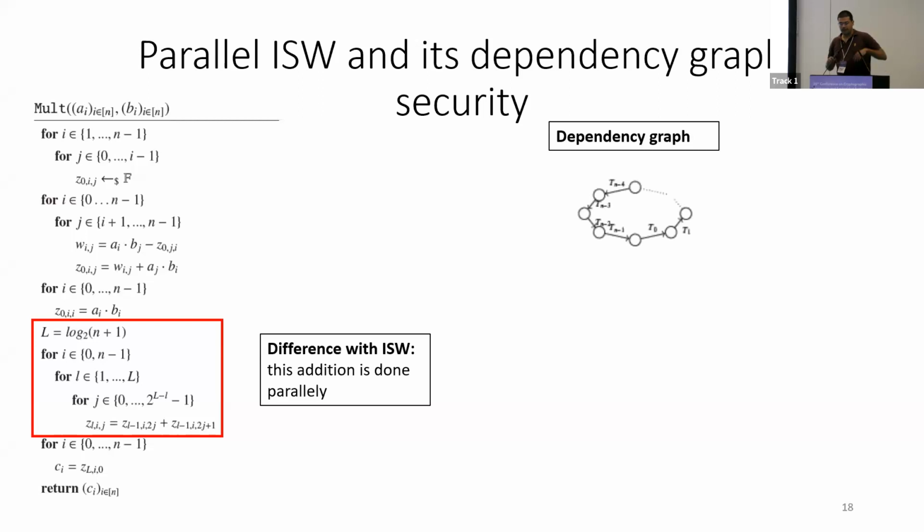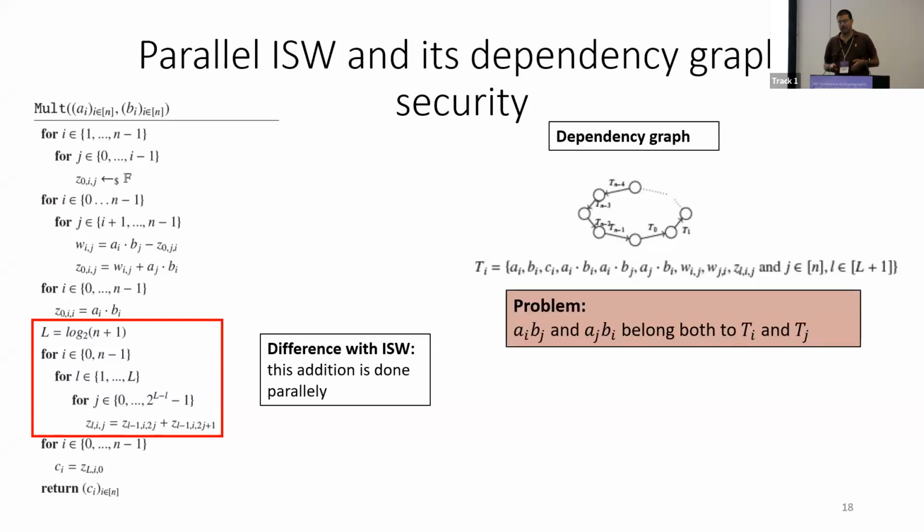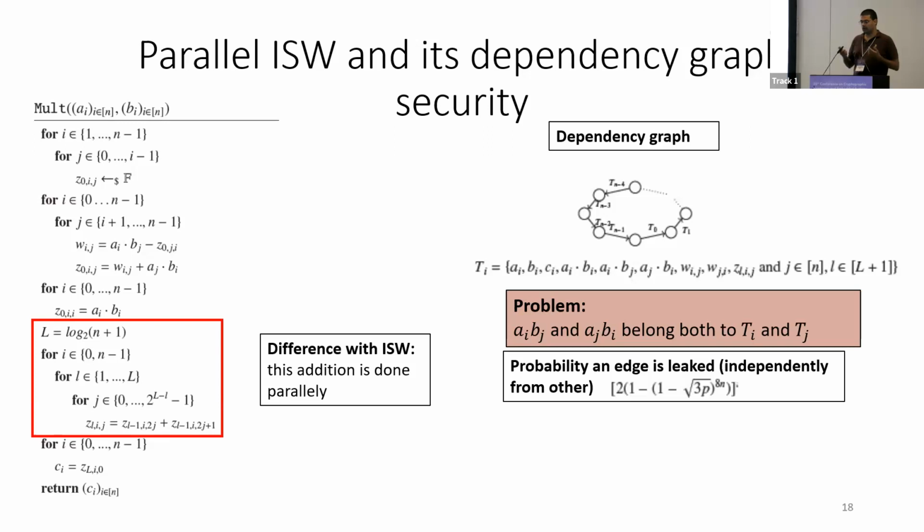For its dependency graph, we take a circle, and inspired by the original security proof from ISVW, we put as a label for the ith edge the ith input and output shares and some multiplication, some internal values. Note that we have a problem: the values AI·BJ and BI·AJ both belong to the ith and jth label. So if we need the probability that an edge is leaked independently from each other, we have to use this formula.